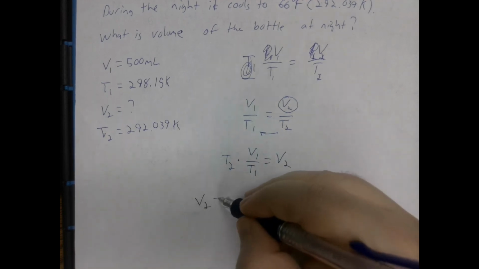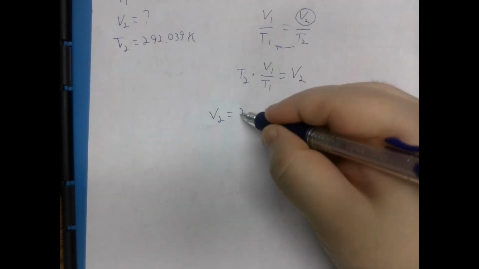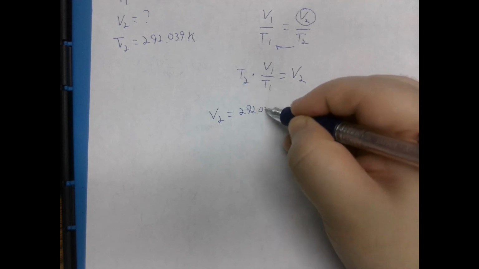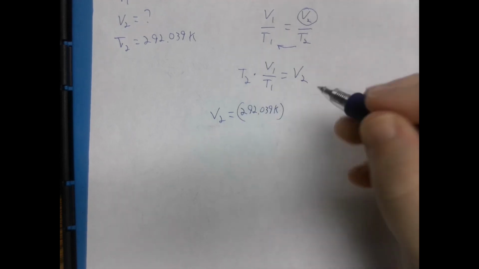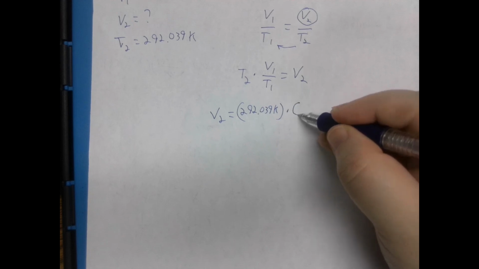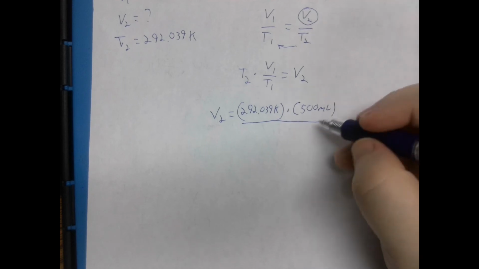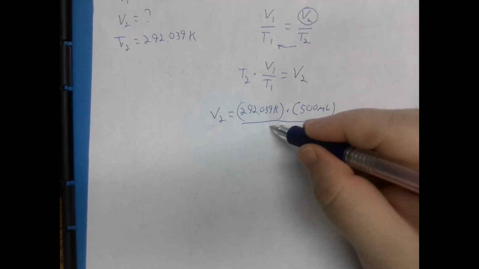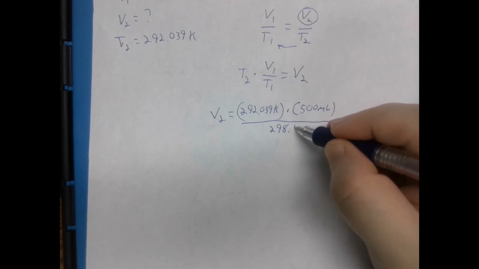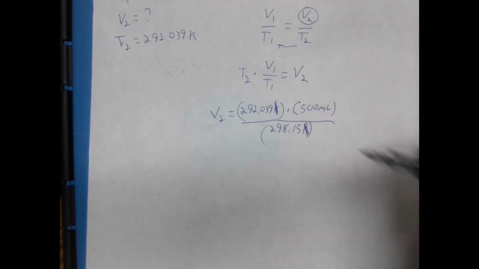So V2 is equal to temperature 2, which is 292.039 Kelvin, times initial volume, 500 milliliters, divided by initial temperature. Kelvin is going to cancel out.